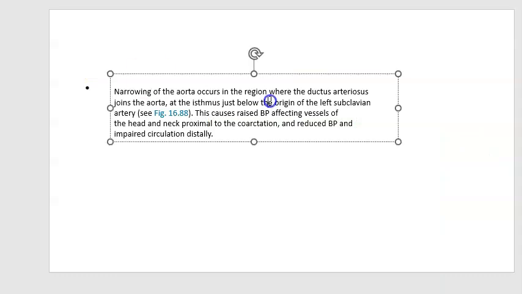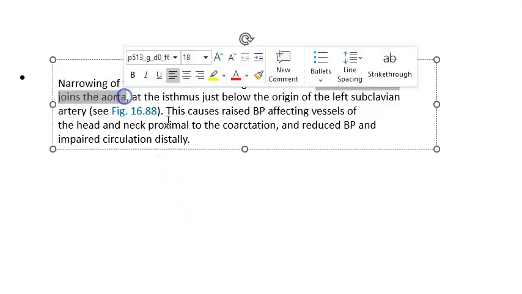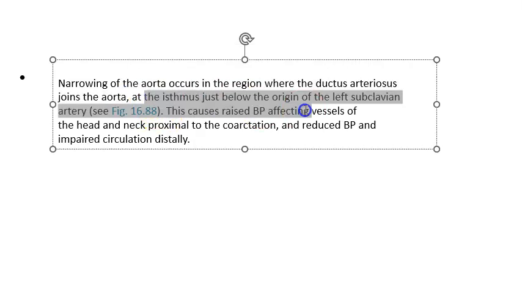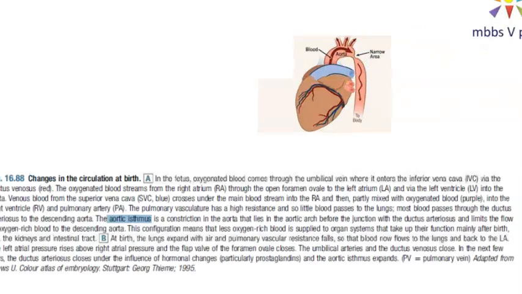Very good. So let's look at this some more. Same thing they have explained. Narrowing of the aorta occurs in the region where the ductus arteriosus joins the aorta. You already know this. At the aortic isthmus, just below the origin of the left subclavian artery. Same thing they are saying. This will lead to what? Coarctation of aorta. Very good.